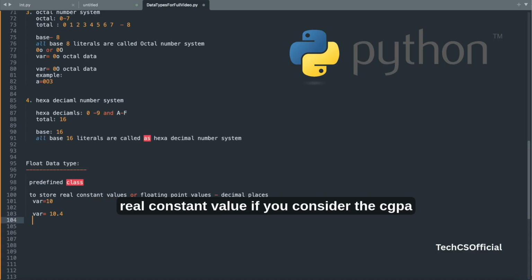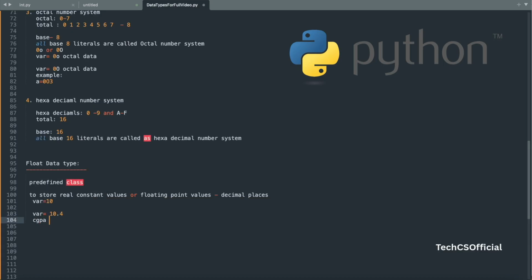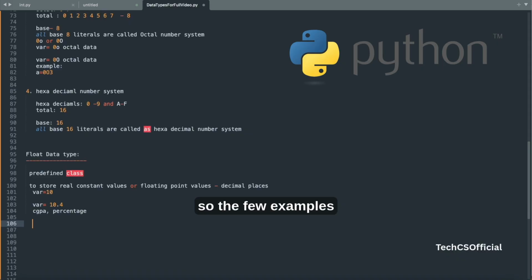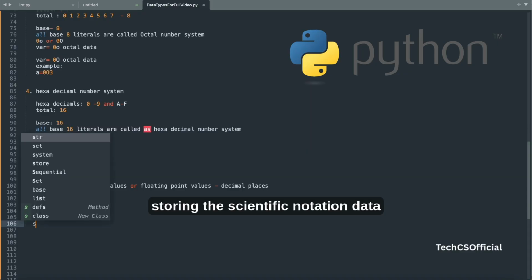If you consider CGPA, marks, and percentage, these can be calculated with real constant values, and percentile also, and so on. These are a few examples of that. It is also used for storing scientific notation data.